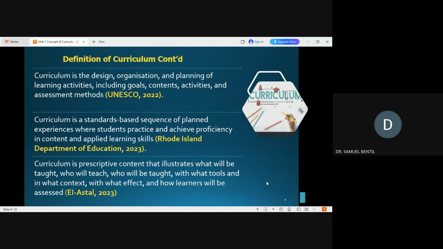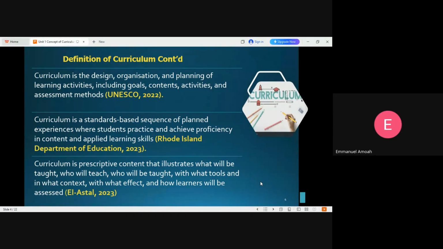Okay, so sir, the experiences, they didn't say planned or unplanned. If they were specific as planned or formal, that's where you can make an argument that they have left out the unplanned. But if the person is telling you that curriculum is the design, organization, and planning of learning activities, including goals, content, activities, and assessment tools.